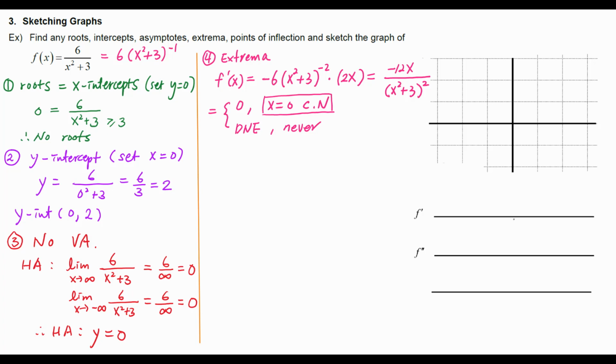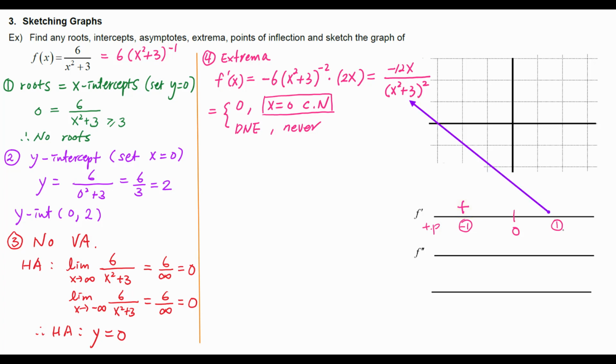So my critical number is 0, and pick any test point before 0. I'll pick negative 1, and after 0, I'll pick a positive 1 as a test point. So let's plug it into f prime. What's f prime of negative 1? F prime of negative 1 is negative 12 times negative 1 over quantity negative 1 squared plus 3 squared, which is positive. So this whole quotient will become positive.